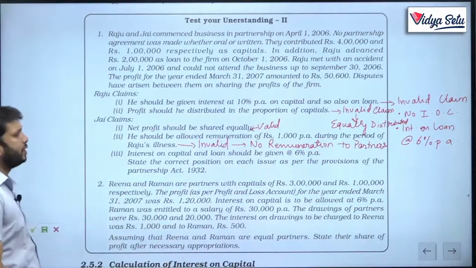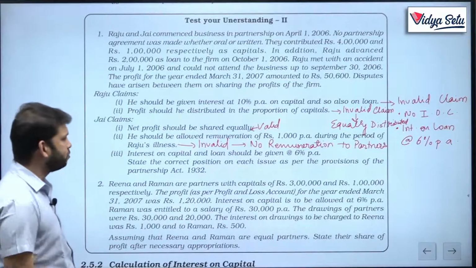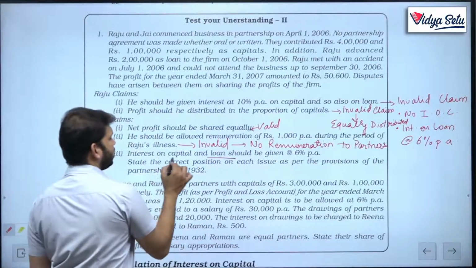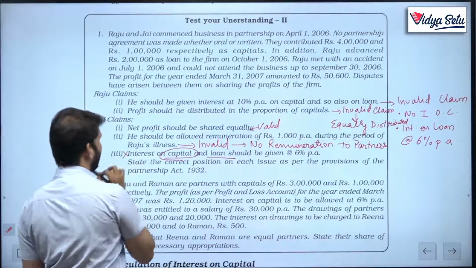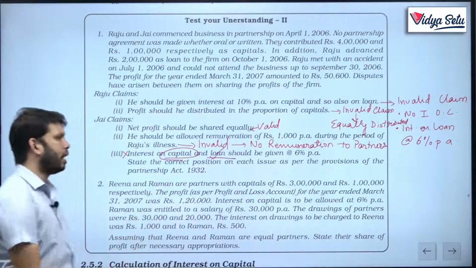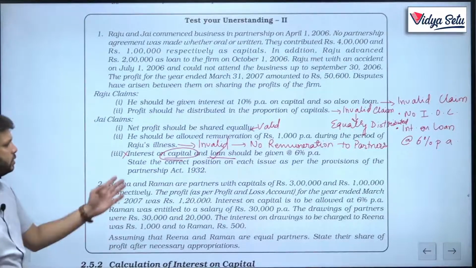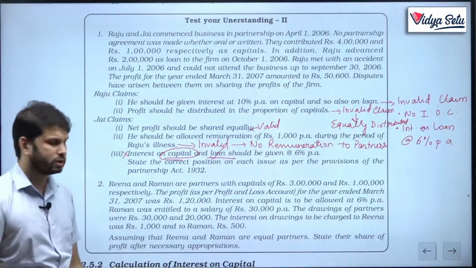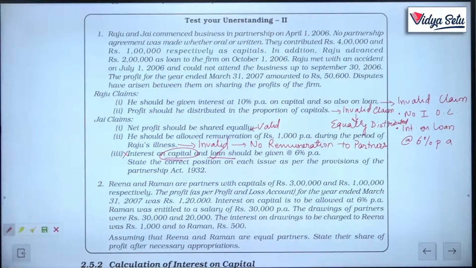Then, interest on capital and loan should be given at the rate of 6% per annum. On loan, yes, it is valid, but on capital it is invalid. State the correct position. We have already stated the correct positions. Now, let us look at the next test our understanding question.